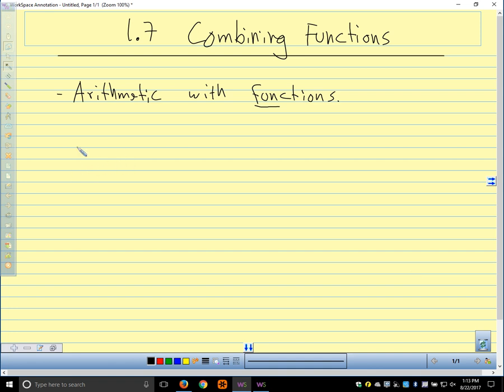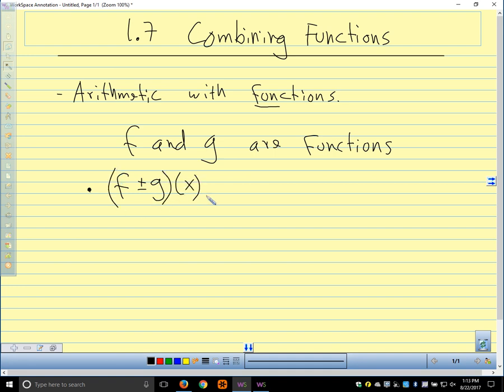All right, so arithmetic. We're talking about adding, subtracting, multiplying, and dividing. So we're going to say f and g are functions. And they're nice functions, so their domains overlap, so they behave nicely. We're going to combine them in several different ways. f plus or minus g of x. Now this is f plus g of x or f minus g of x, not f plus g times x. All we're doing is adding or subtracting those functions to each other or from each other.